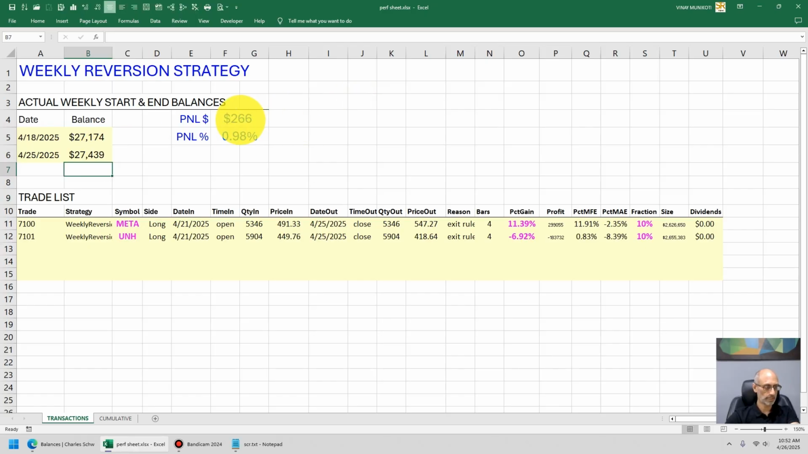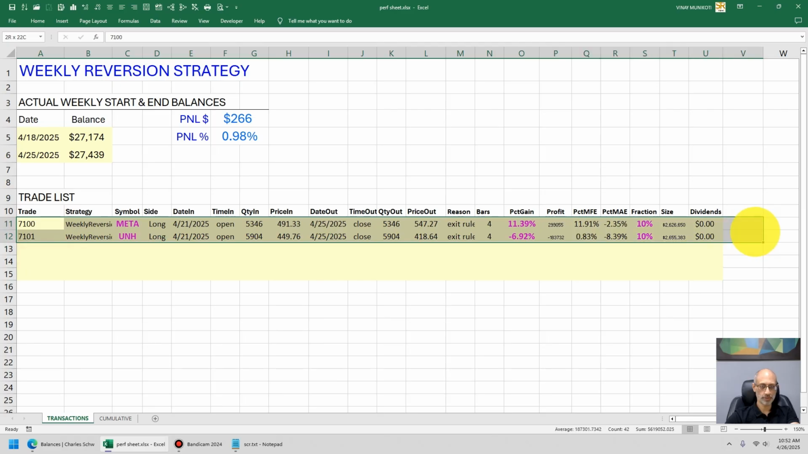So I made a little bit last week. I was up $266, which is a percentage gain of 0.98%. And these were the two trades that we did last week.